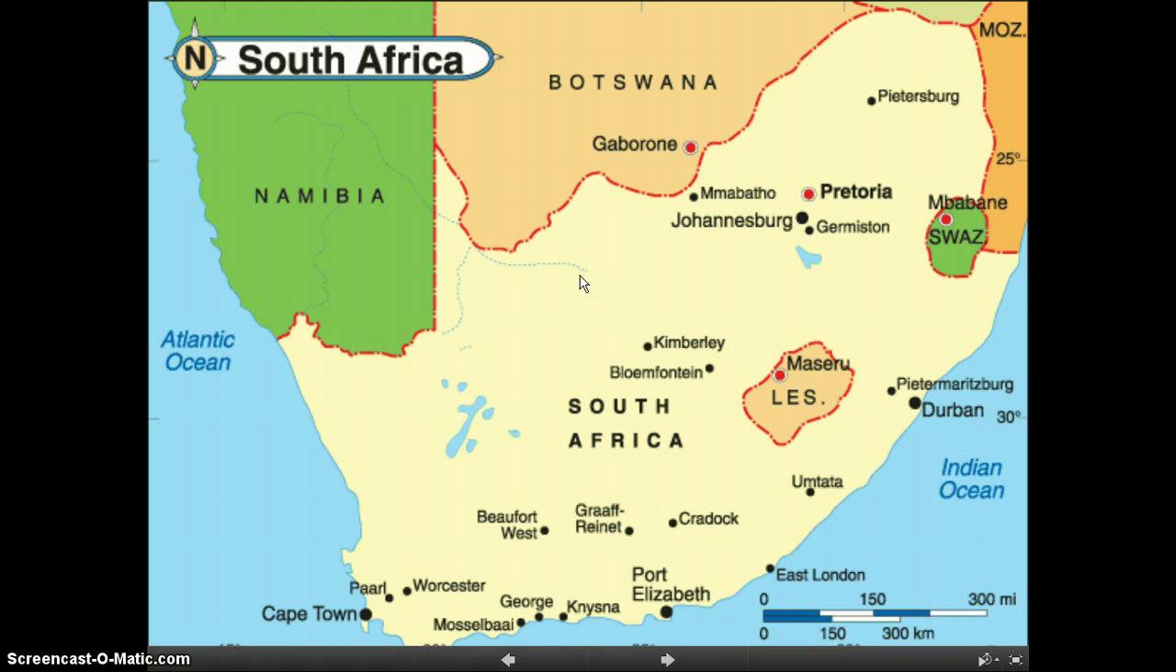Another interesting thing about South Africa is that it surrounds another country. This is Lesotho. It's a small country within South Africa, and when you have a country within a country, it's called an enclave. South Africa also surrounds much of the country of Swaziland, but not all of it. Swaziland shares a border with Mozambique, and this is called an exclave because it's surrounded almost entirely by another country, but not entirely.